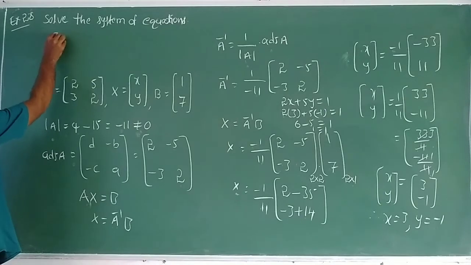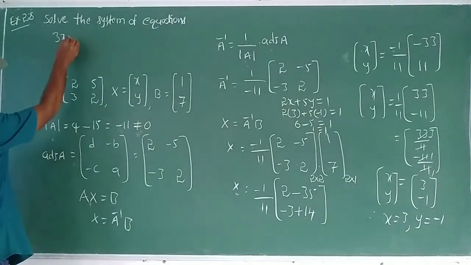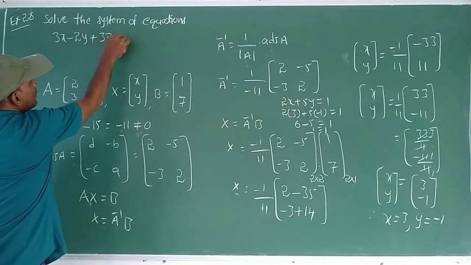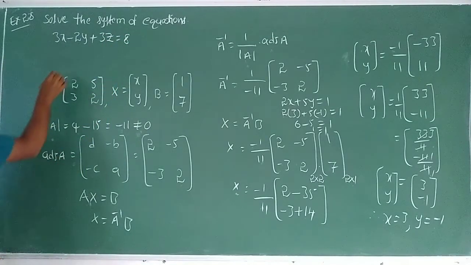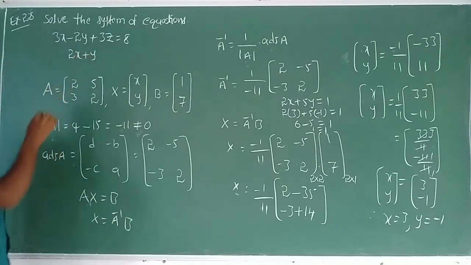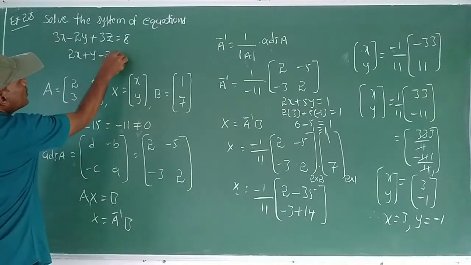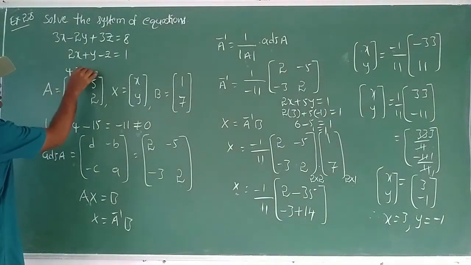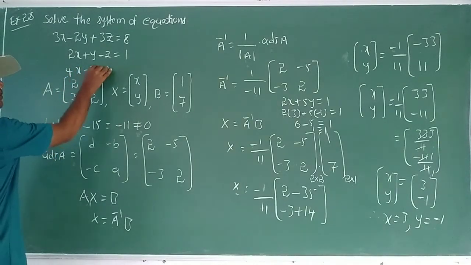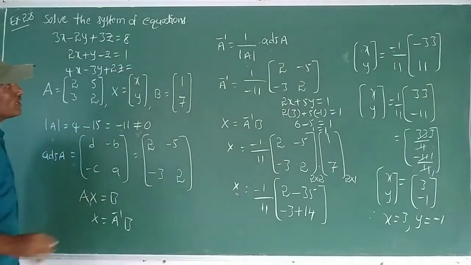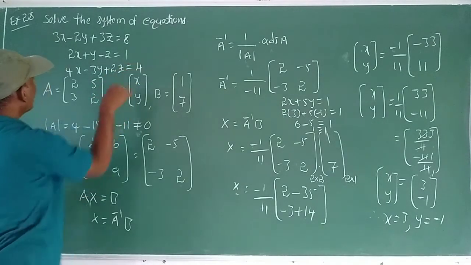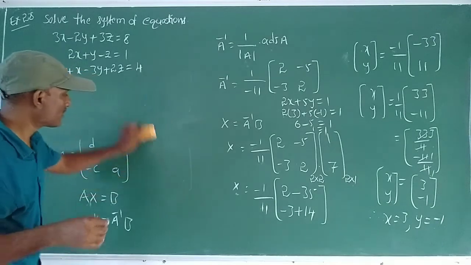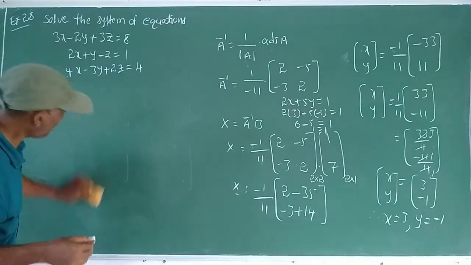First, the equations. 3x minus 2y plus 3z equal to 8. Next, 2x plus y minus z equal to 1. Next, the third equation: 4x minus 3y plus 2z equal to 4. These are three equations, so a 3 by 3 matrix.